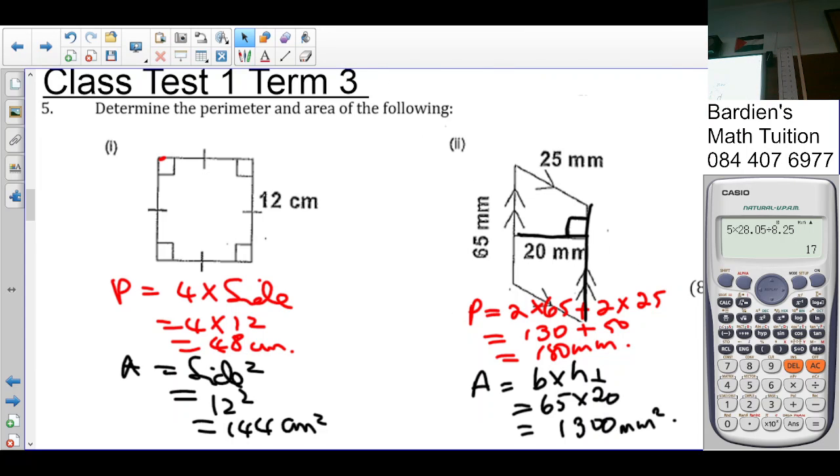Okay, didn't know this one. Right, nice. Now you know it.